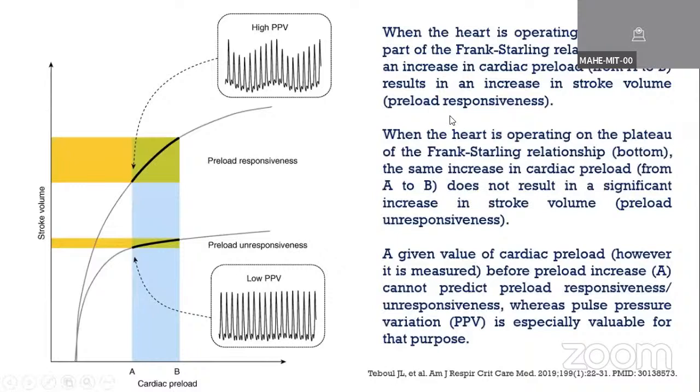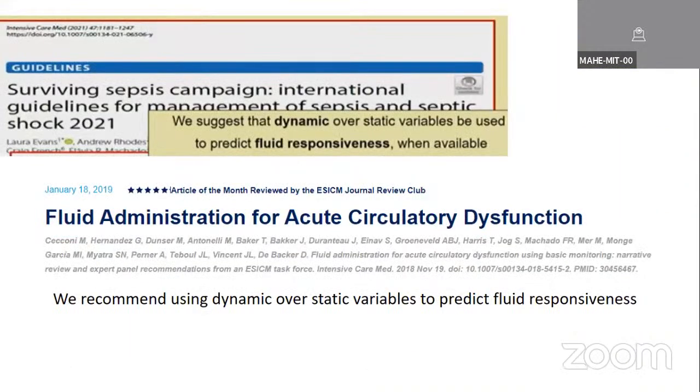So again, the Frank-Starling curve. If the patient falls on the flat portion of the Frank-Starling curve, we can say the patient is not fluid responsive. If the patient falls on the steep part, we can say the patient is fluid responsive. As I previously told, a given value of preload cannot tell if the patient is preload responsive or not. So what we need is a dynamic parameter.